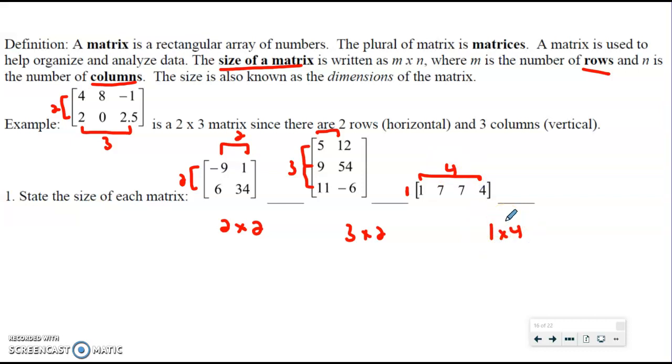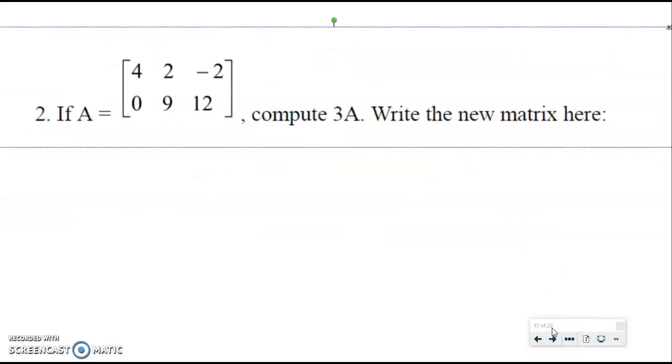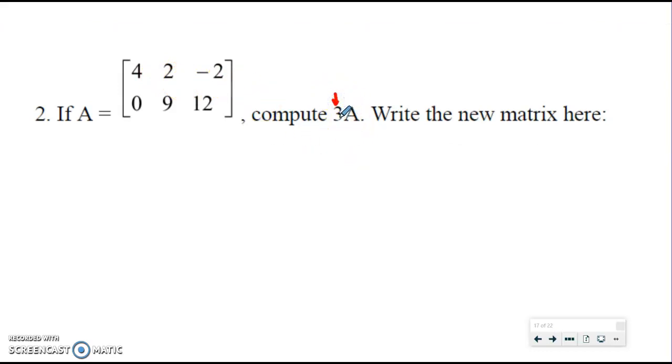Now, there are certain things that are true. Okay. If I look at a matrix, I can always multiply it by some sort of value. This 3 in this case is I'm taking 3 times matrix A. This 3 is considered to be something called a scalar, or you're doing something called scalar multiplication. So if I wanted to figure out what 3A is, I can take 3 times all of these values: 4, 2, -2, 0, 9, and 12.